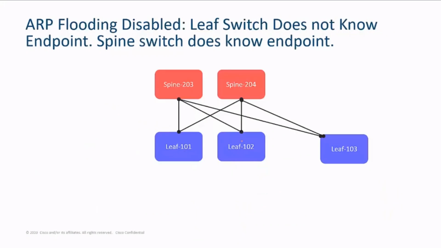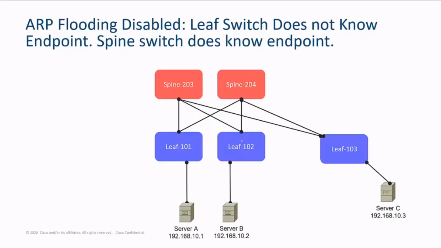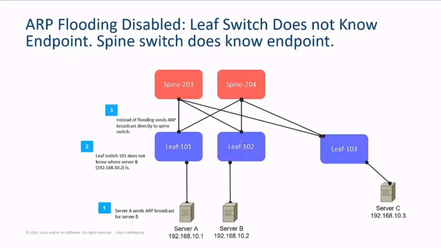Another example is, what if Leaf 101 doesn't know where server B is this time? This is a little different. In this example, server A sends an ARP broadcast for server B. Leaf 101 doesn't know where server B's IP is. So what do you think Leaf 101 might do in this situation? It's going to send it up to the spines, just like unknown unicast. So the leaf is going to punt it up to one of the spines, sending it to the anycast IPs of the spines. The spines are going to look at their COOP database and say, hey, 192.168.10.2, which leaf switch is that behind? In their COOP database, it's going to point them to Leaf 102.